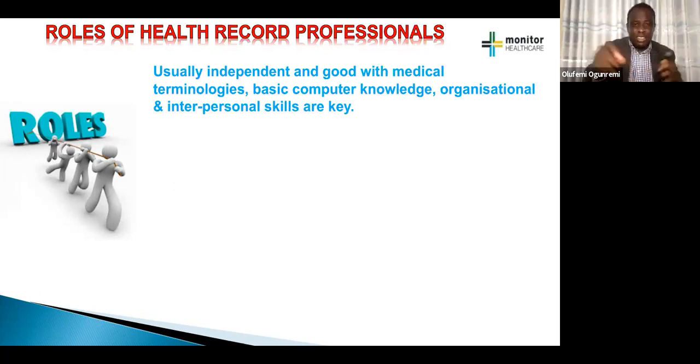is not only just the way we say it. We talk about paper, we talk about electronics. In the paper format, there are places where part of the hospital is in paper format. So overnight, you need to go and collect the paper, put the paper together somewhere, and sort them. It's not everything that is written in paper that needs to go into electronic format. So you have to have an idea of some medical terminologies and basic computer knowledge. You need to have very good organizational skills, and interpersonal skills as well, because you might need to relate even with the patients.